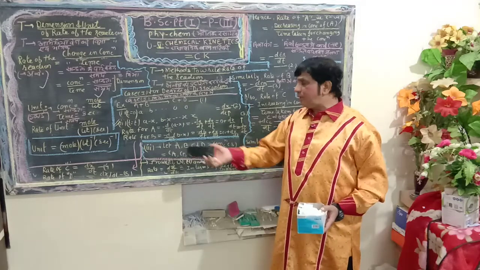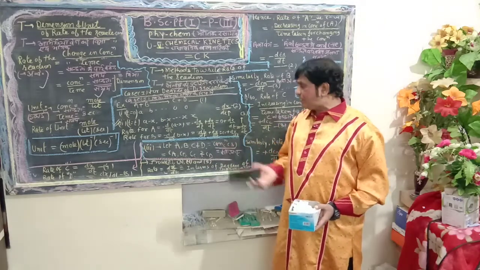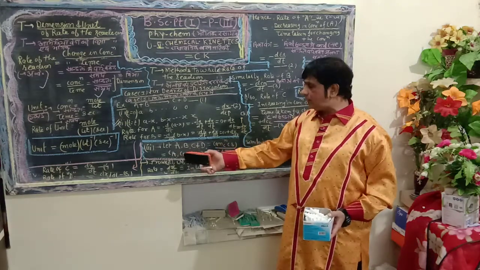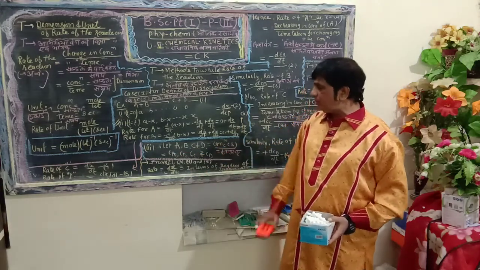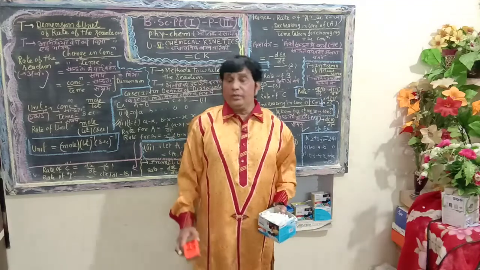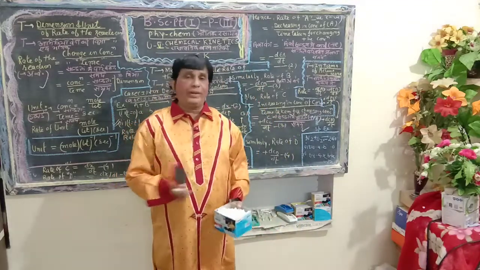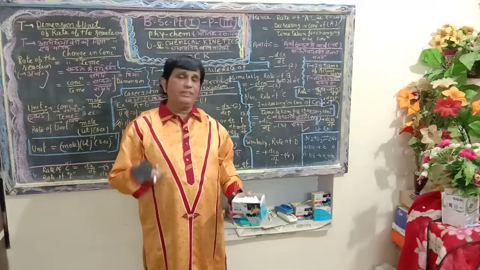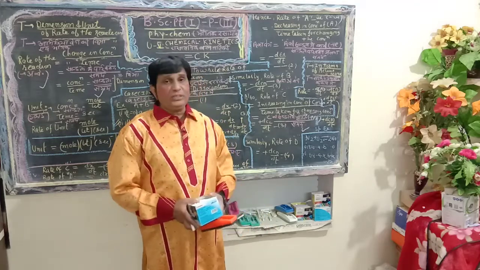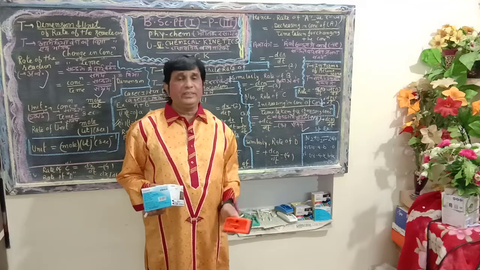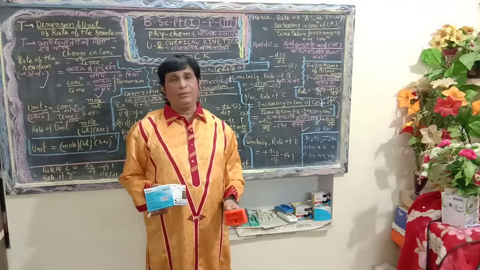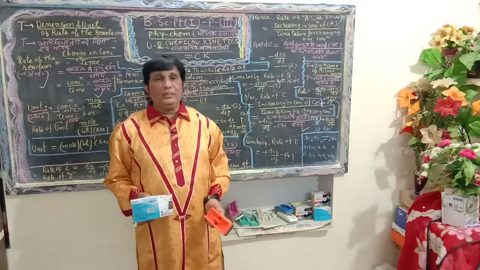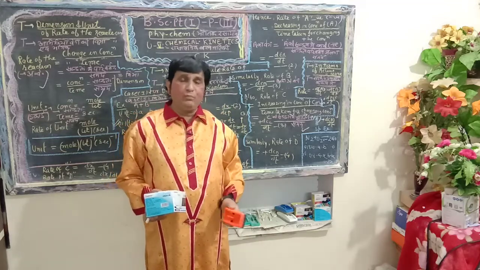Now suppose for the reactants A and B and the products C and D, we denote the concentrations as concentration of A, concentration of B, concentration of C, and concentration of D. As the reaction progresses in the forward direction, the reactants react with each other and their concentration decreases, so a negative sign will be used for reactants A and B.